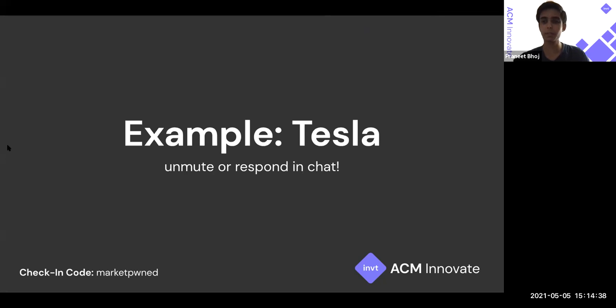So we'll go to an example of this and we'll look at Tesla. I think most, if not all of you, are familiar with Tesla, and if not, you can give it a quick search. But to start off, I just want to ask those of you that are here, what do you think are some of the main features of a Tesla, I guess Model S we could talk about? Feel free to unmute or respond in the chat. I'll just give you a bit to think about it and respond.